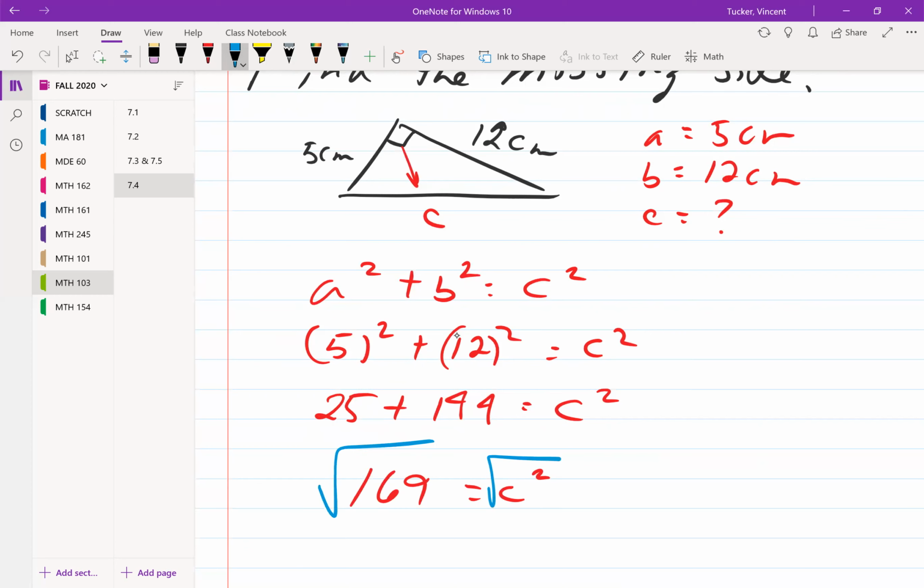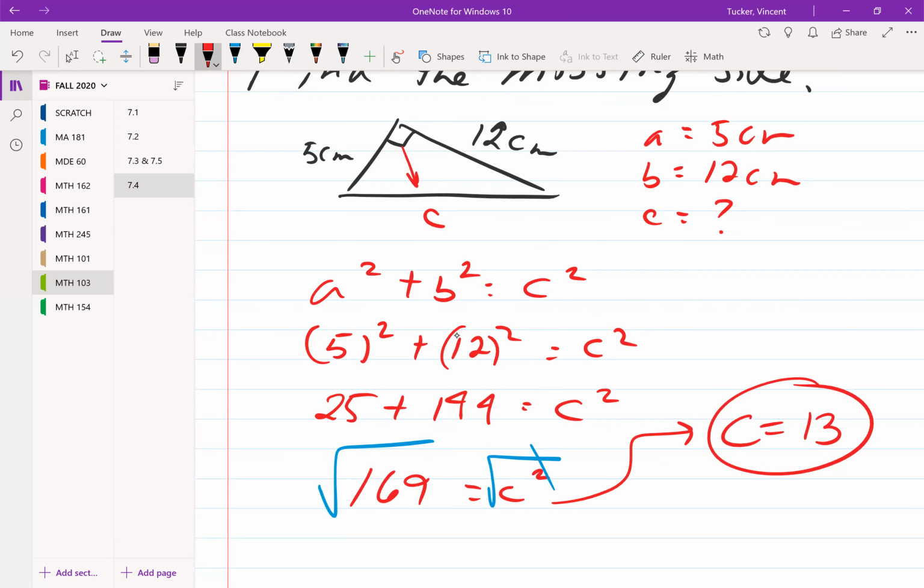Take the square root of both sides so you can get that square off of C. C is equal to 13. Don't forget, if C is going to be the longest side, you can compare it to A and B and make sure that C is not coming up short. And that's how you will find your missing side.